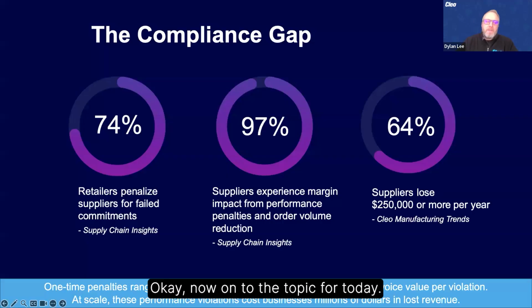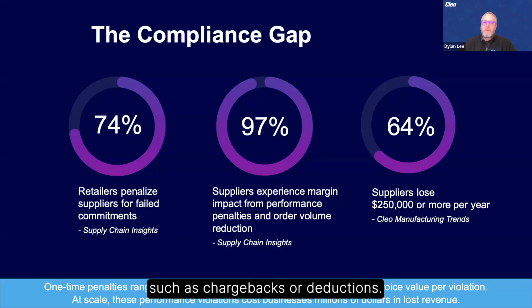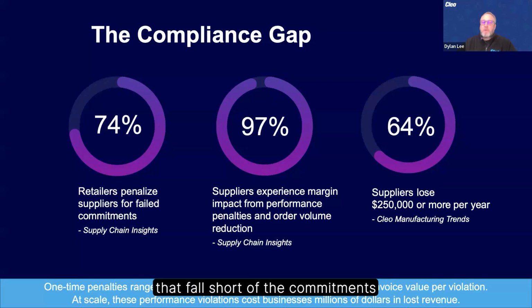Okay, now on to the topic for today. The compliance gap, right? This is something that is an ever-present challenge for most people operating in the supply chain, especially those working directly with retailers as their customers. And what happens when there's a compliance gap is that there's a penalty, right? Whether these penalties come in direct costs, such as chargebacks or deductions, retailers tend to punish suppliers that fall short of the commitments that drive supply chain performance and supply chain operations.